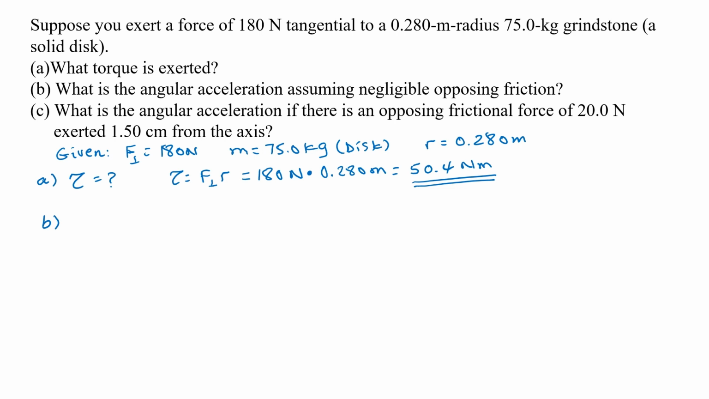B. What is the angular acceleration assuming negligible opposing friction? So opposing friction is 0, and what we are asked to find is the angular acceleration. We know that tau is equal to I times alpha, Newton's second law in rotational motion, and this implies that alpha is equal to tau over I.